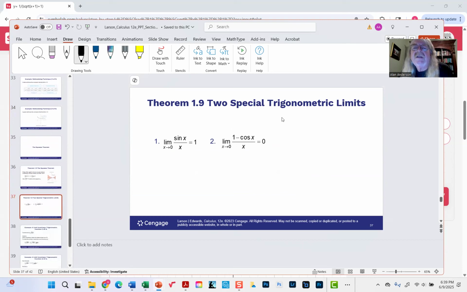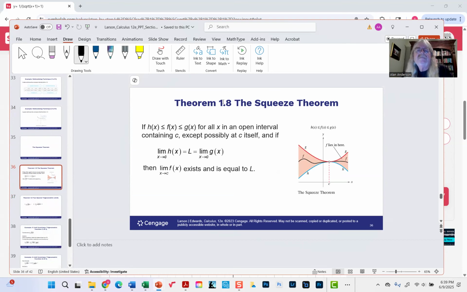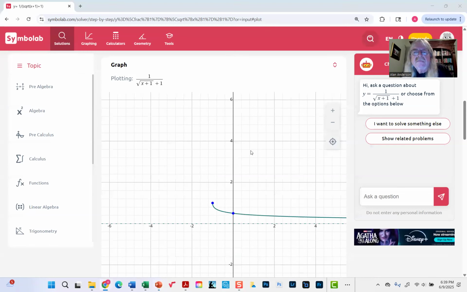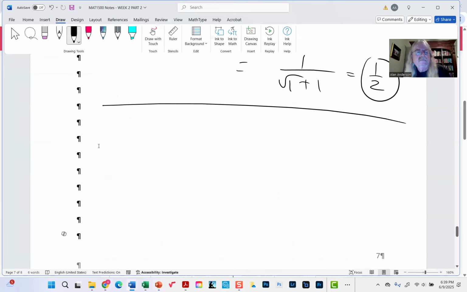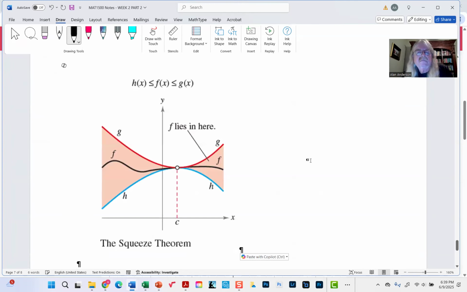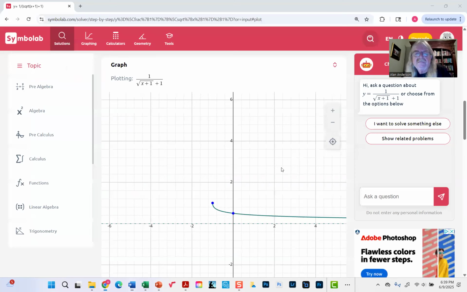Now, this is a very theoretical result: the squeeze theorem. It basically says, imagine, I know the graph is a little small here, let me bring it down so you can see it better. So basically, you've got these two functions that act as boundaries to f of x. No matter what x is, g of x is always on top, h of x is always on the bottom, and f of x is always somewhere in the middle, except at this one point c, where they all coincide with each other.